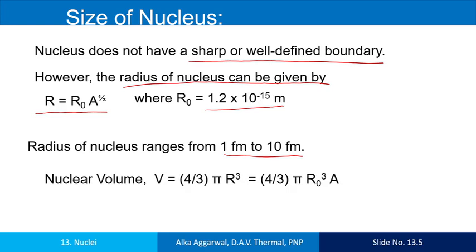Now, how can we find out the volume of the nucleus? As you know, the formula for the volume is 4/3 pi r cube. So the nuclear volume is given as 4/3 pi r naught cube into A.